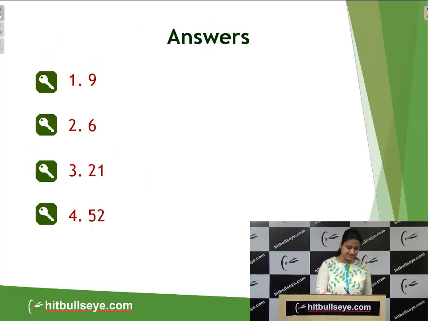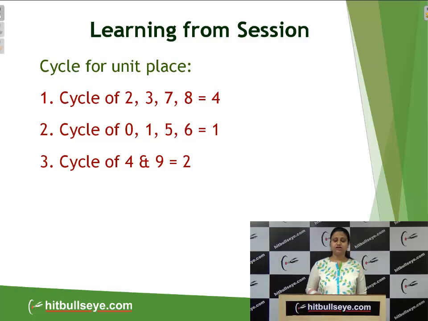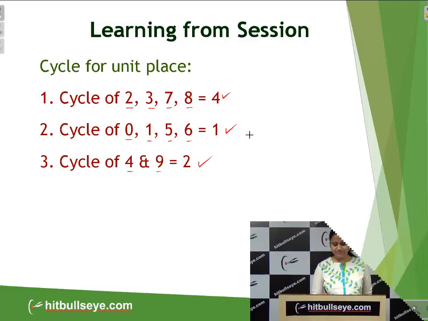And this is the answer key for all the questions. Now coming to learning from the session, the crux of the whole session: the cycle for the unit place. The cycle of 2, 3, 7, 8 is 4 always. The cycle of 0, 1, 5, 6 is 1 always. The cycle of 4 and 9 is 2.